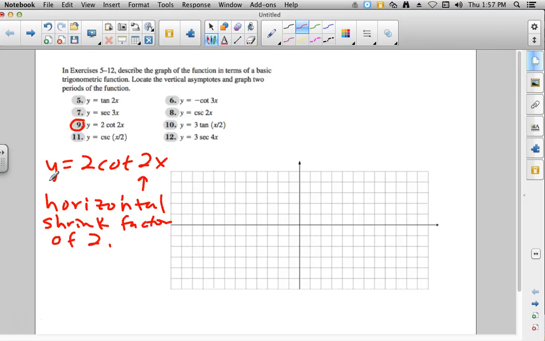All right, now the one in the front is more straightforward. We see times 2 there. That is our vertical stretch factor of 2. That's our A value up there.